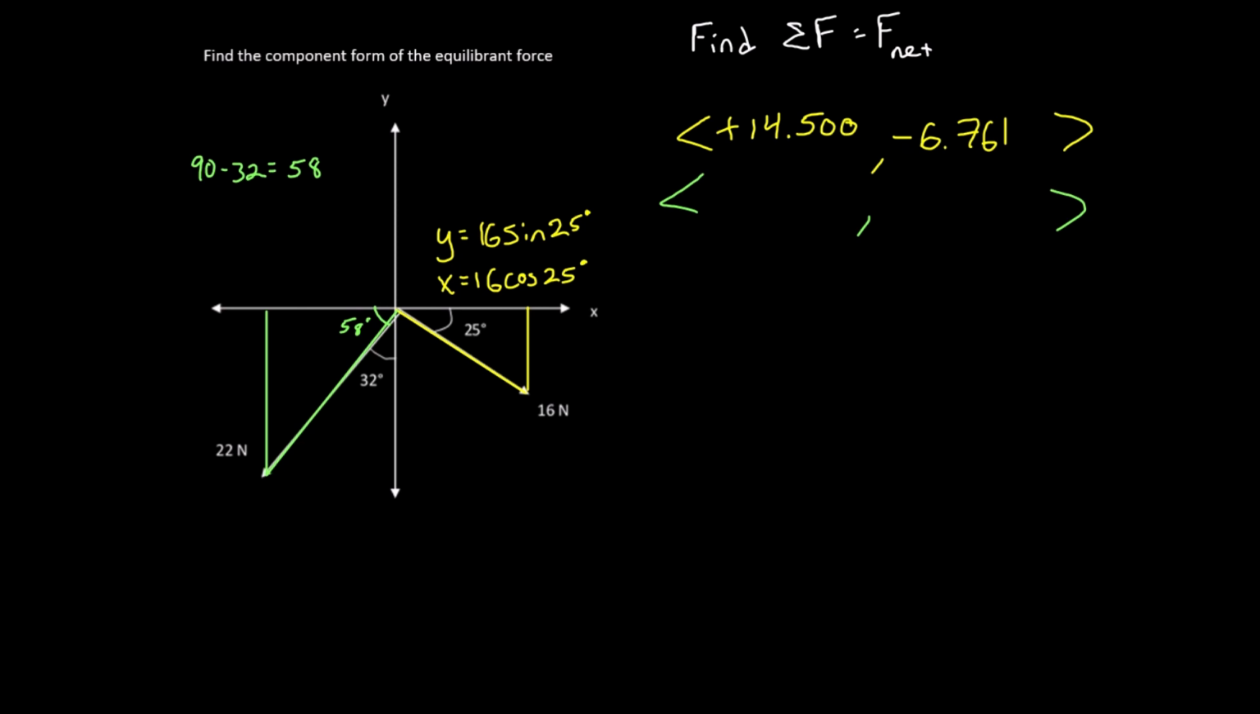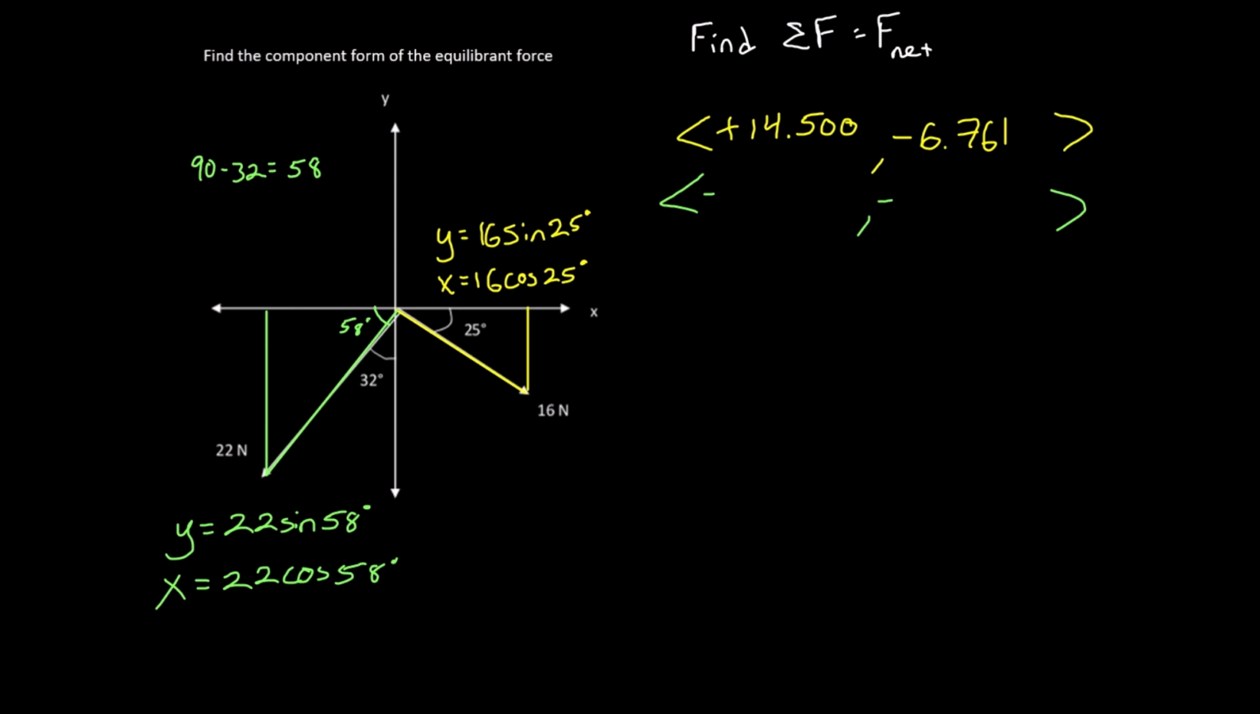So let's go ahead and find those components of my green vector. I know my x component is going to be negative since I'm going to the left. My y component is going to be negative since I'm going down. So my y component is the opposite side length, so the hypotenuse times the sine of, remember we're using 58 degrees. And then my x component is going to be my adjacent. That is 22 times the cosine of 58 degrees. So let's go ahead and plug that into the calculator and get our answer for the components.